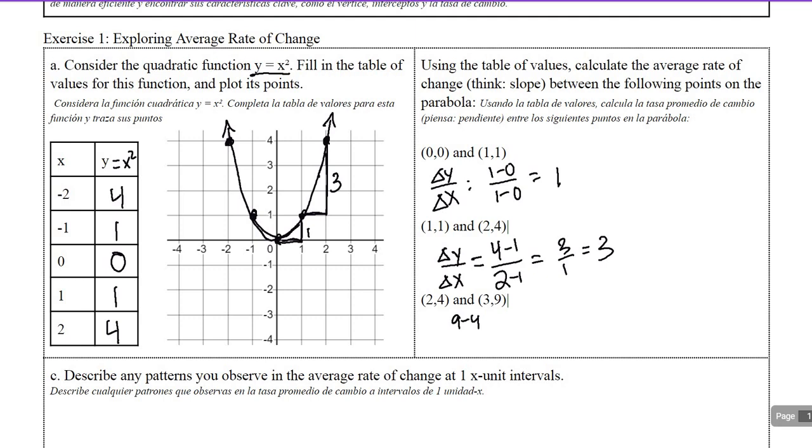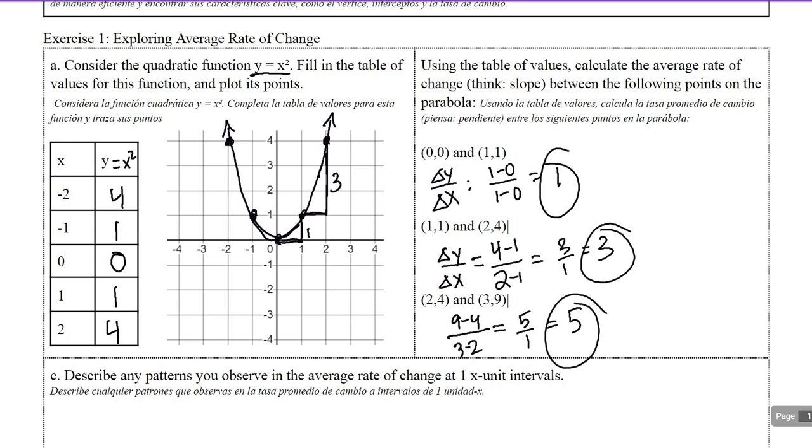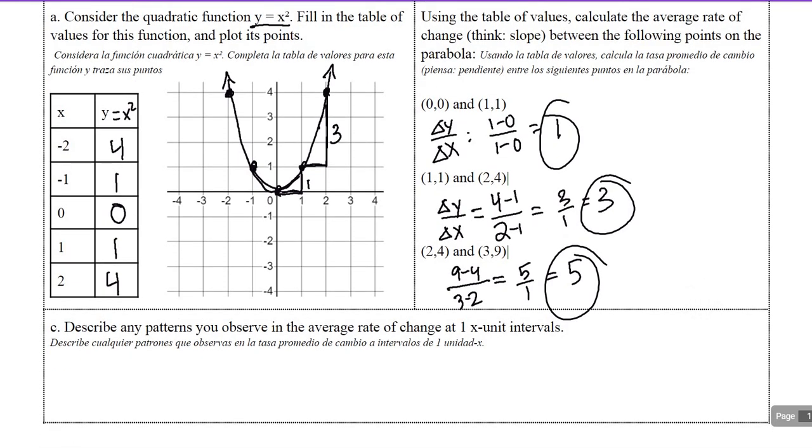9 minus 4, change in y, over 3 minus 2, change in x. This equals 5 over 1, which is 5. These numbers, 1, 3, 5, are going to be very important. There's a reason we're asking you to find the slopes between these points in particular. Let's describe any patterns we observe in the average rate of change at 1 x unit intervals, meaning that we're taking these 1 x unit intervals every time I go over 1. What's going on with how much I go up?